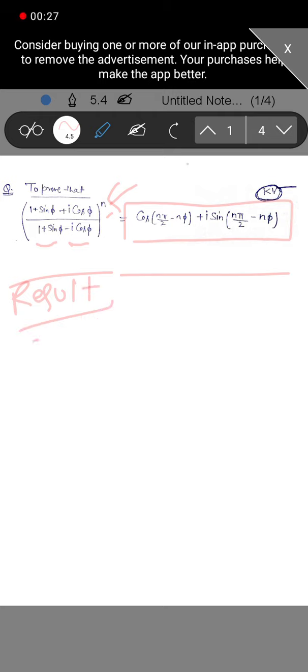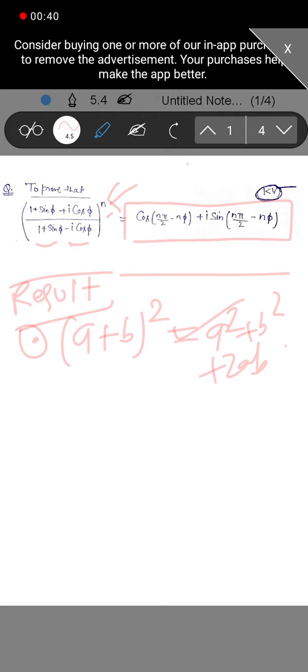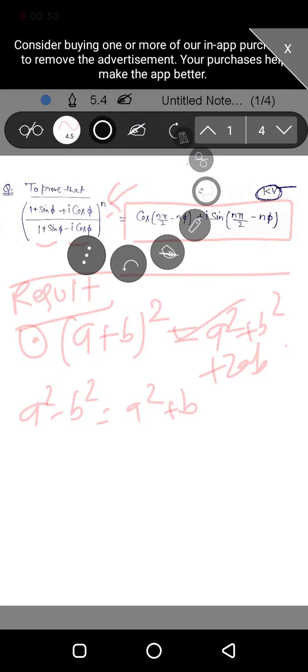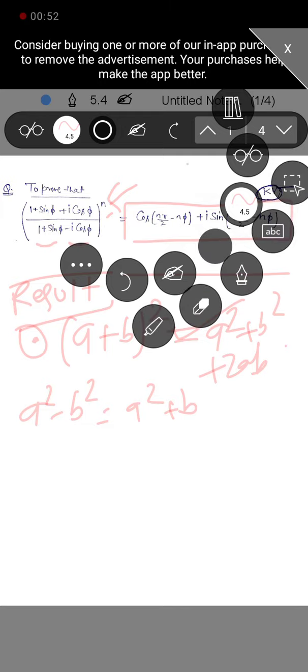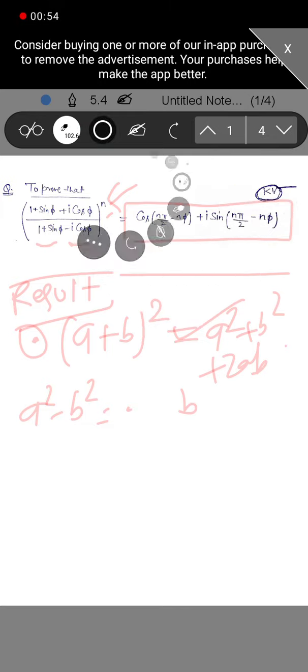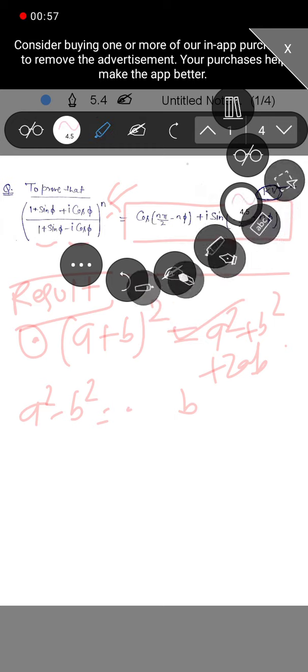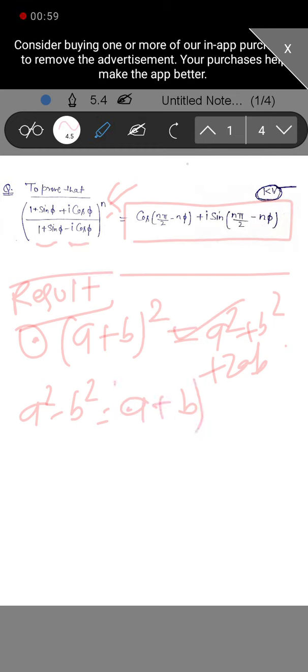Okay, let's show some results. There are some basic results that you all know, so I'm not writing those. I hope you all know the formula (a + b)² = a² + b² + 2ab. We will use this result, and we will also use this result: a² − b² = (a + b)(a − b). So we have (a + iota b)(a − iota b).